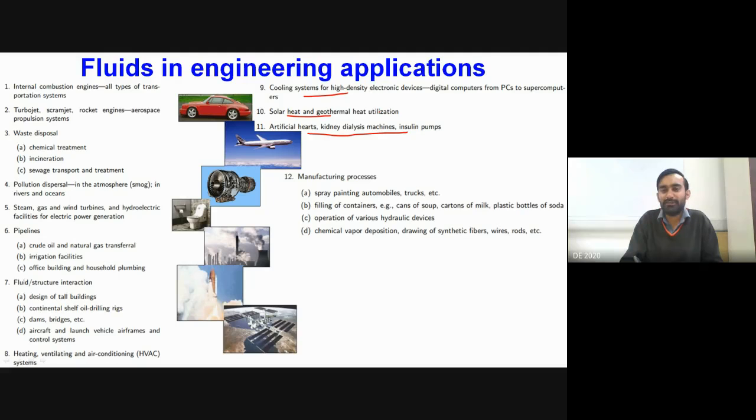There are also many manufacturing processes. For example, if we have to paint an automobile, spray paints provide a layer of paint coating over the surfaces. So from these two slides, you can see that we have wide occurrences of fluids, and wherever we have the occurrence of a fluid, we will have the presence of differential equations.